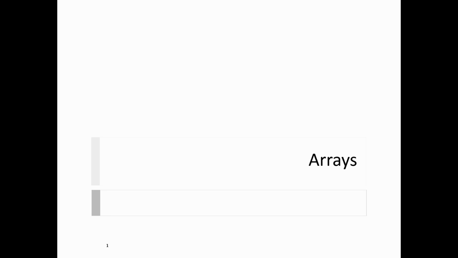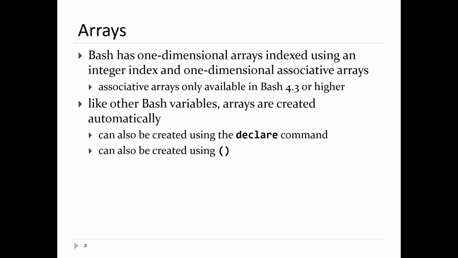So today's topics are arrays in Bash and functions in Bash, both of which are very strange, like everything else. Bash has one-dimensional arrays. They are only one-dimensional arrays, so there's no such thing as a multi-dimensional array in Bash. You have two types. One is indexed using an integer index. And then there's what's called an associative array, so you can index using a string. That looks like a Python dictionary or a Java map.